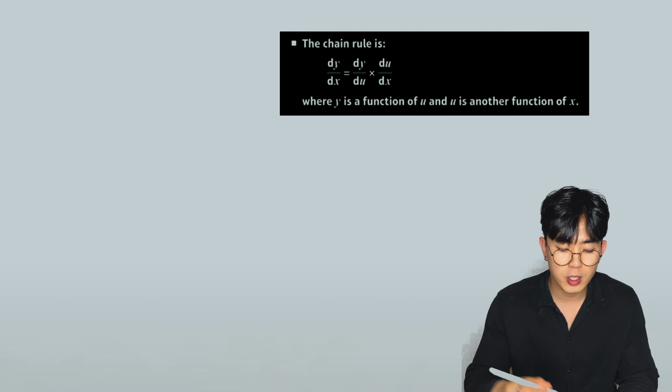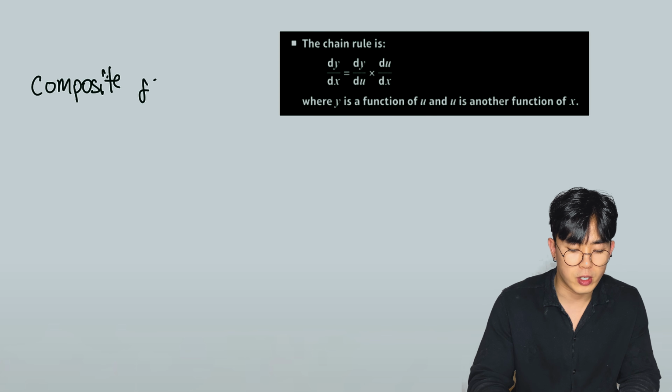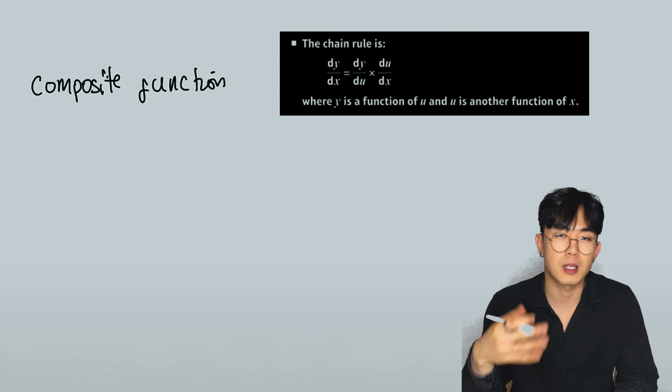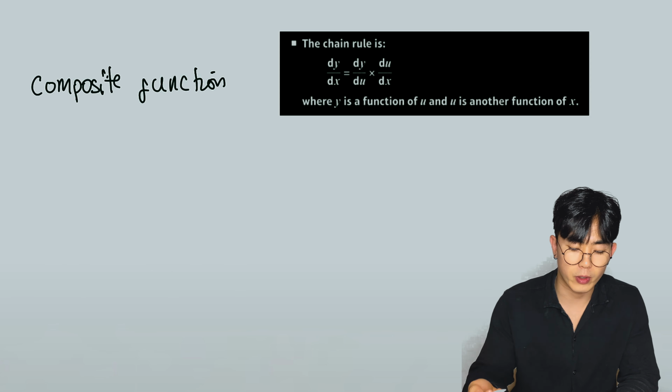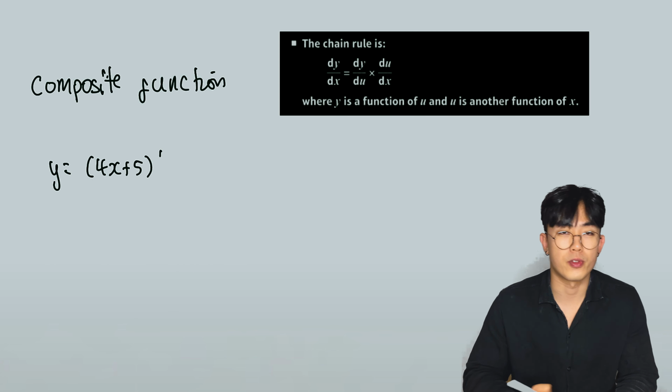So first of all, when do we use the chain rule? We use the chain rule when we have to differentiate a composite function. A composite function is just a function inside another function. So this might be a bit hard to understand, but if I was to give you an example, let's say we have y is equal to (4x + 5) raised to the power of 10.